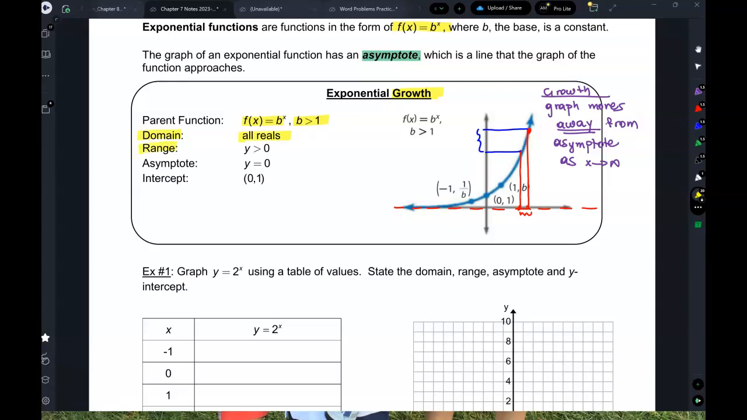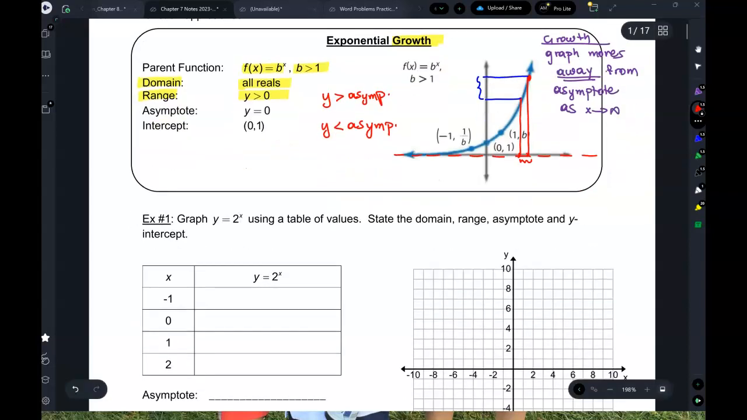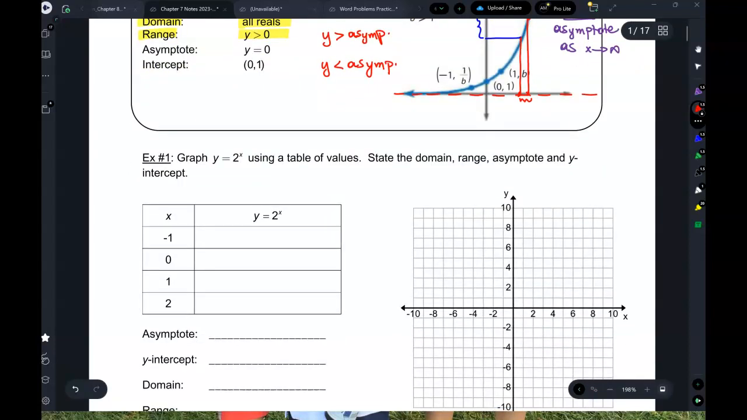And for the range, you always have to connect it to the asymptote. So it's either going to be y is greater than the asymptote or y is less than the asymptote. Okay, so enough of that. Let's see how we can graph one.